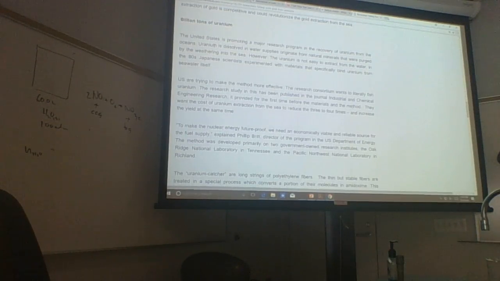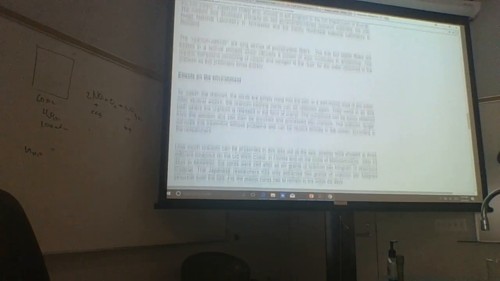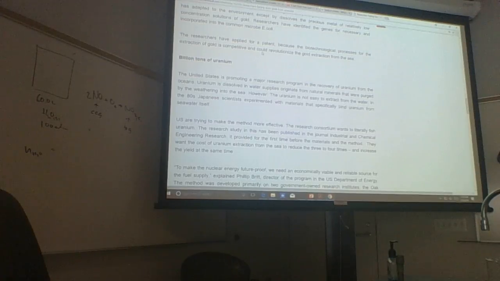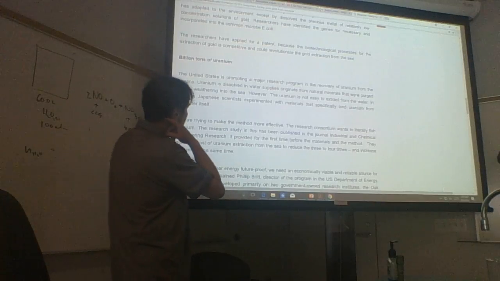The oceans have billions of tons of uranium, now even more, because they dumped all that nuclear waste into the ocean. What's that? Oh, at the Fukushima nuclear power plant, a lot of the cooling water was dumped into the ocean. The cooling water was heavily contaminated with radioactive isotopes.